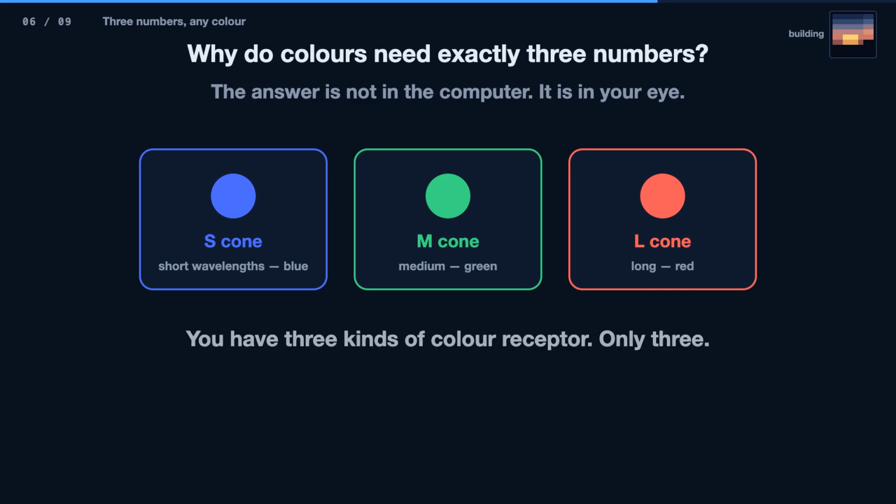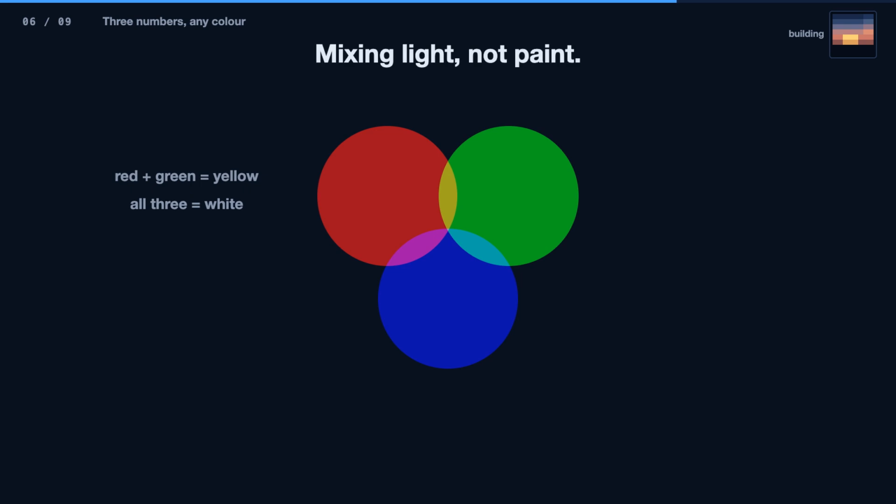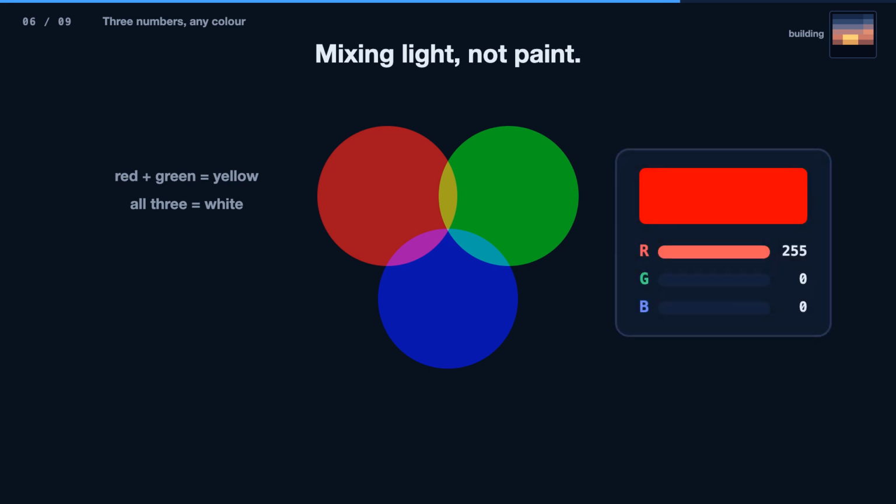Now the last piece. Why does a color need exactly 3 numbers? The answer is not in the computer. It is in your eye. You have 3 kinds of color receptor, only 3. Short, medium, and long wavelengths, roughly blue, green, and red. So 3 numbers is all it takes to fool you completely.